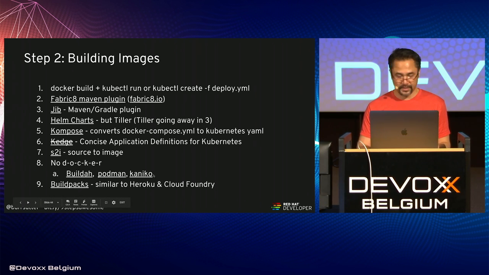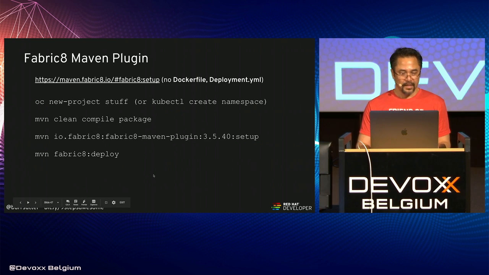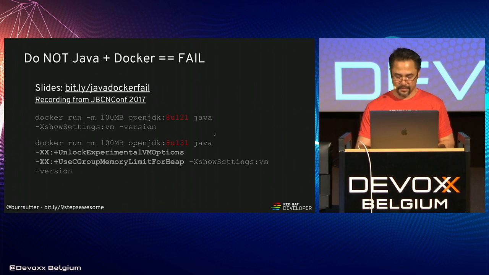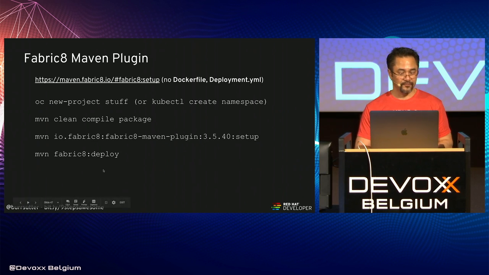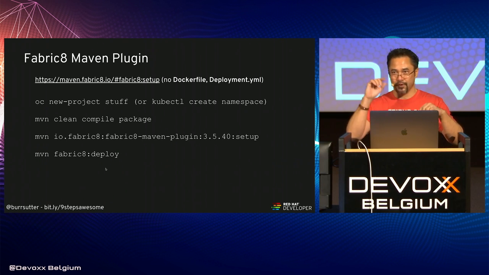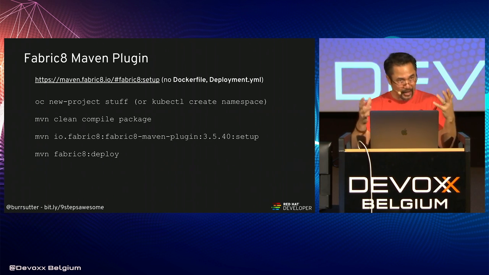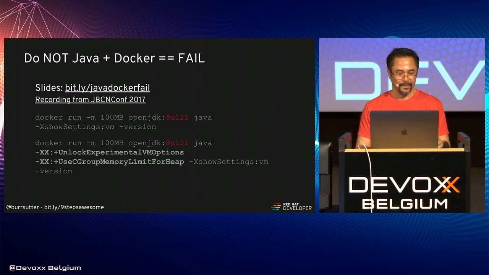Kaniko comes from the Google team, as I mentioned earlier. In the case of the Fabricate Maven plugin, you would just do something like the setup command right here, and then fabricate deploy, which is kind of cool. Meaning you'd basically have no Dockerfile, no YAMLs, just run, and it'll try to make the right assumptions that it can.